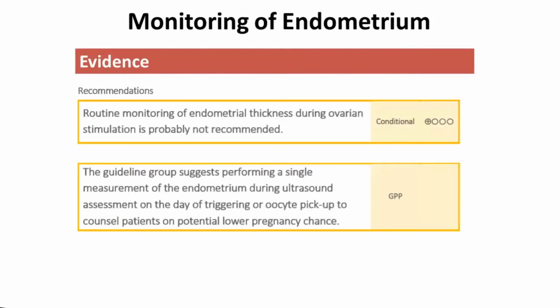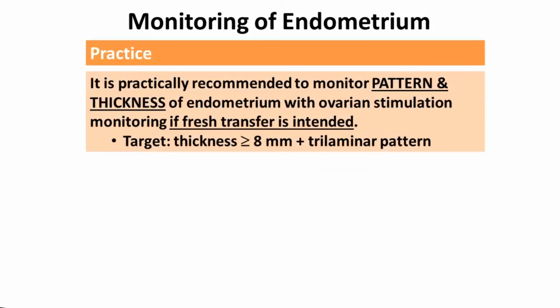During ovarian stimulation, you have to look at the endometrial thickness. Again, the evidence does not support monitoring of the endometrium except on the day of triggering ovulation. Again, these are conditional and good practice point recommendations that are not supported by studies or adequate research. From practice, it is recommended to monitor the pattern and thickness of the endometrium with ovarian stimulation if you are intending to do fresh transfer. The target is to have a trilaminar pattern of the endometrium and endometrial thickness above 8 millimeters on the day of trigger. This is very essential for successful outcome in fresh transfer.